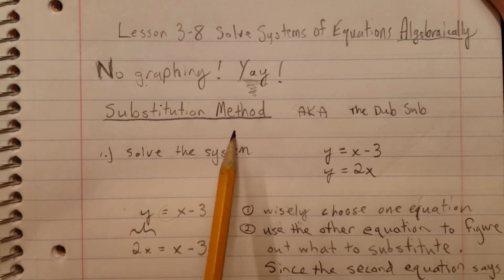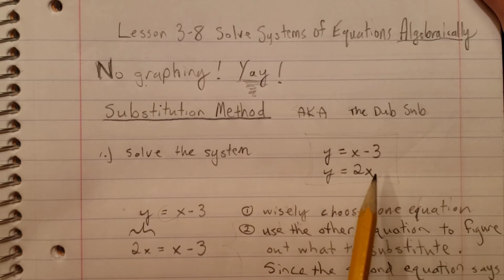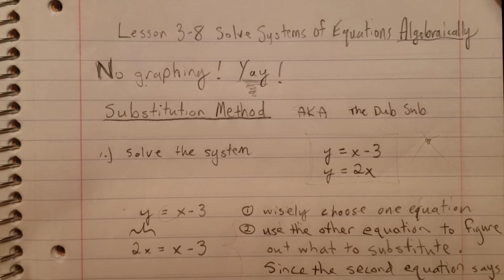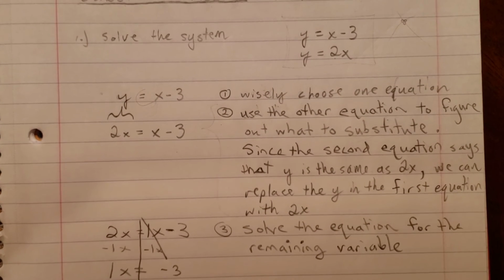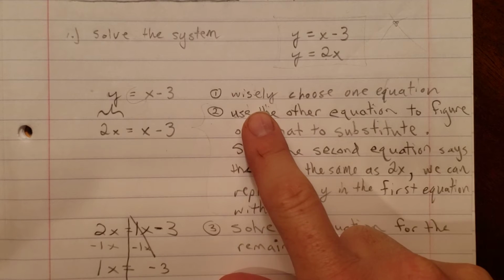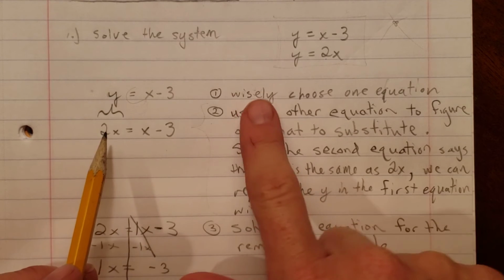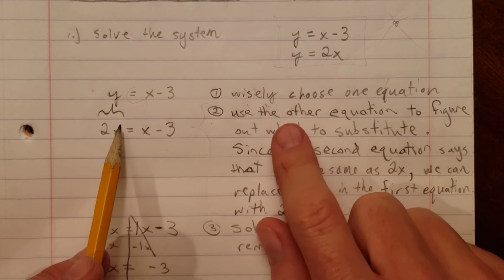Anyway, moving on. We have the substitution method, aka the dub sub. We're going to be solving systems. Here's a system of equations. When we would graph it, we'd graph both of these and see where they cross, and where they cross would be the solution. Well, now we're going to do something a little different. No graphing. We want to copy all this down because it's going to take some practice, and you're going to have to use this as a reference so that you can get that practice.